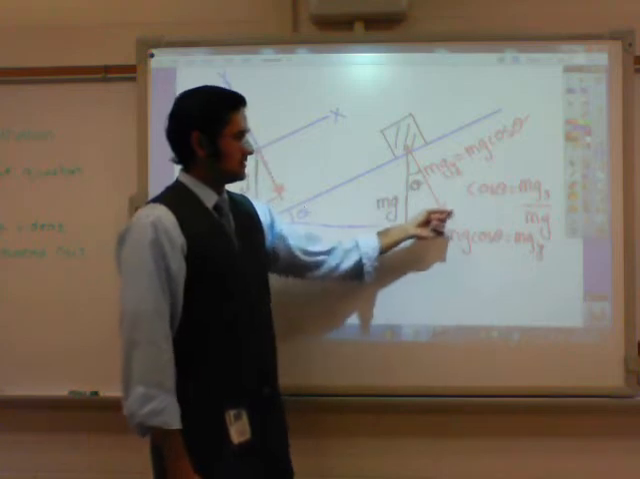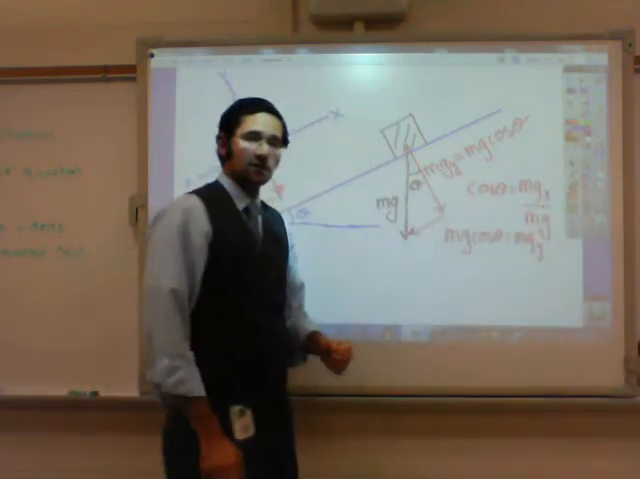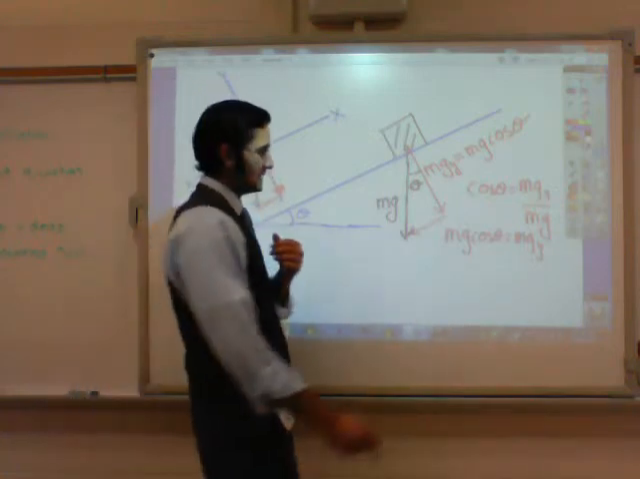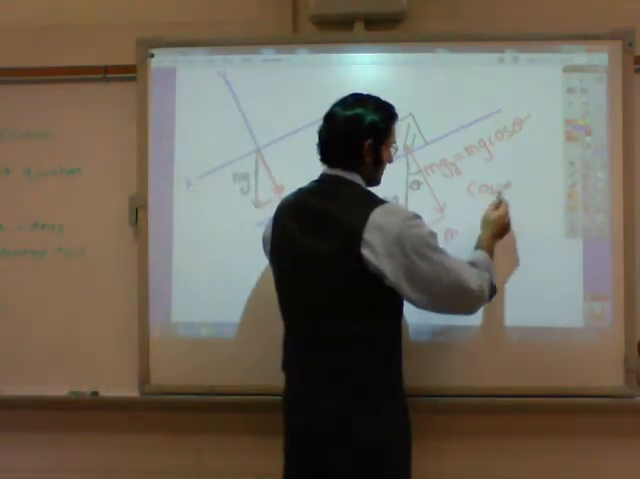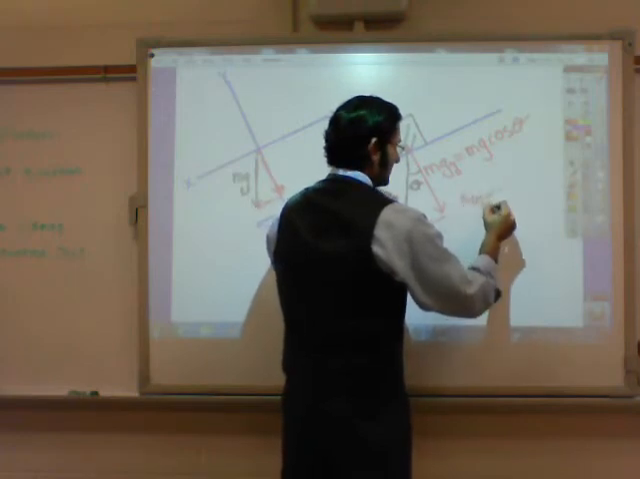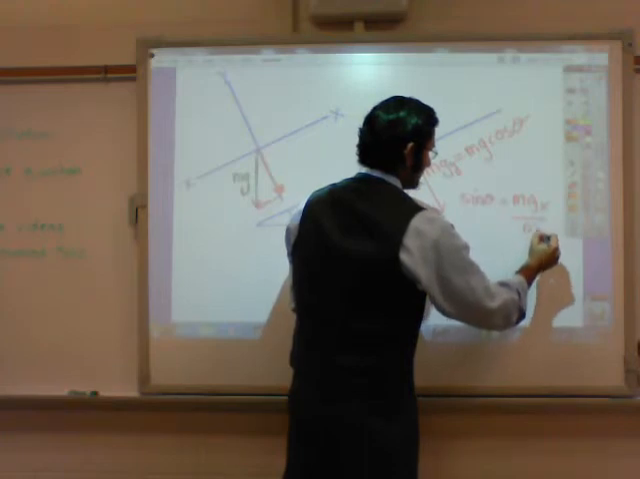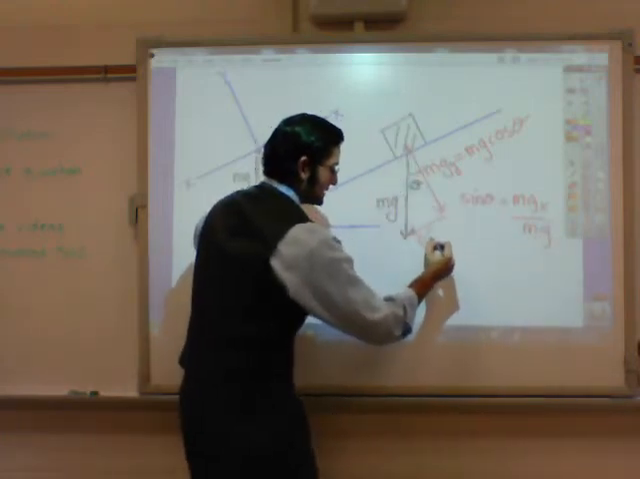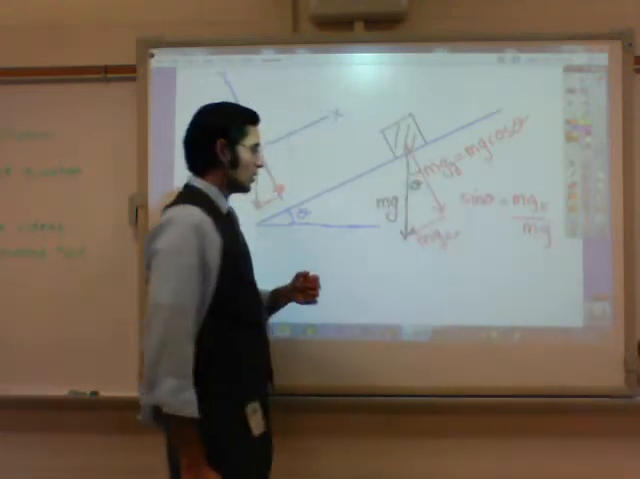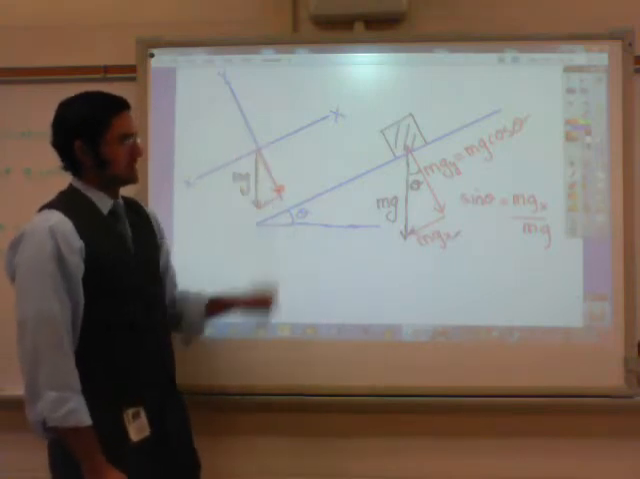And I'm going to do the same thing to find the x component, except instead of cosine theta, I'm going to use sine theta. Sine theta is equal to mgx over mg. I'm going to call this side mgx. Why am I going to call it mgx? Because it's on the x-axis. It's parallel to the x-axis.